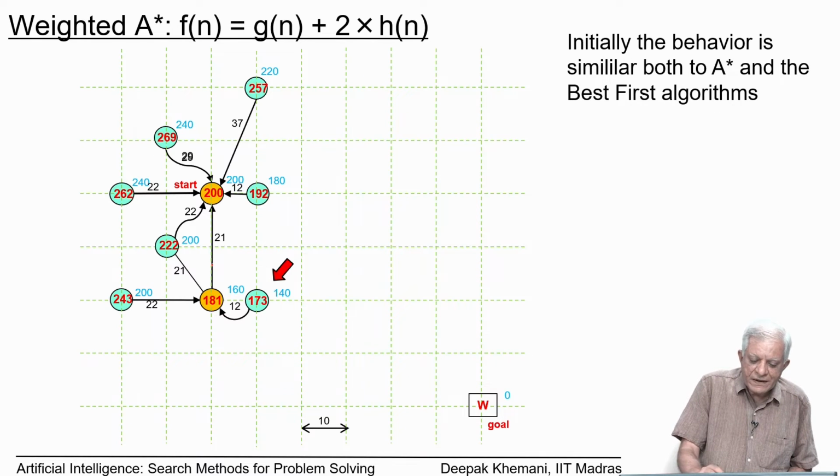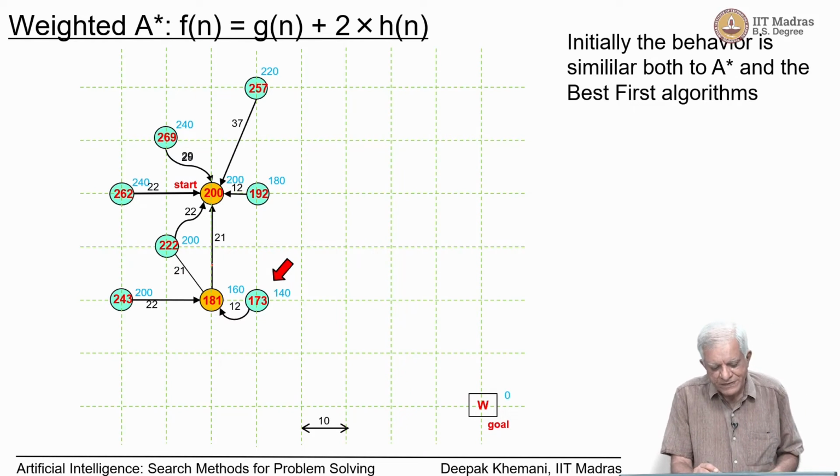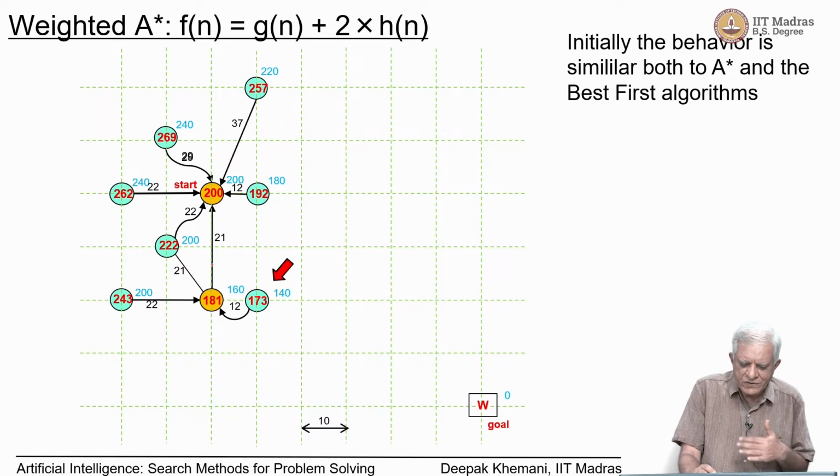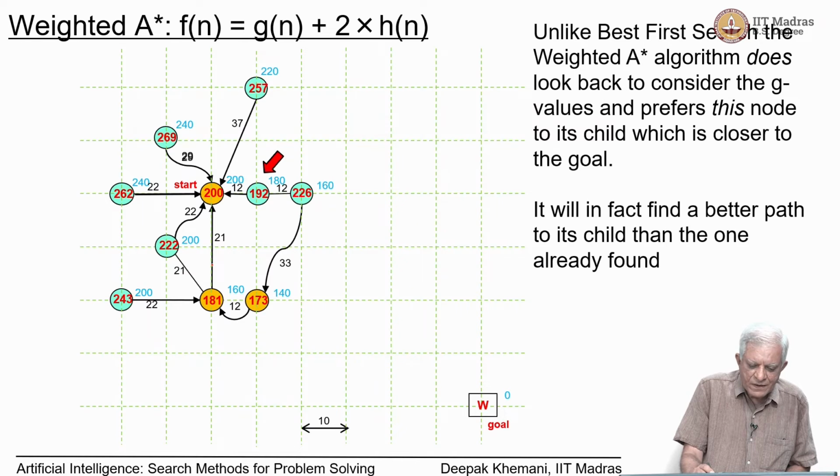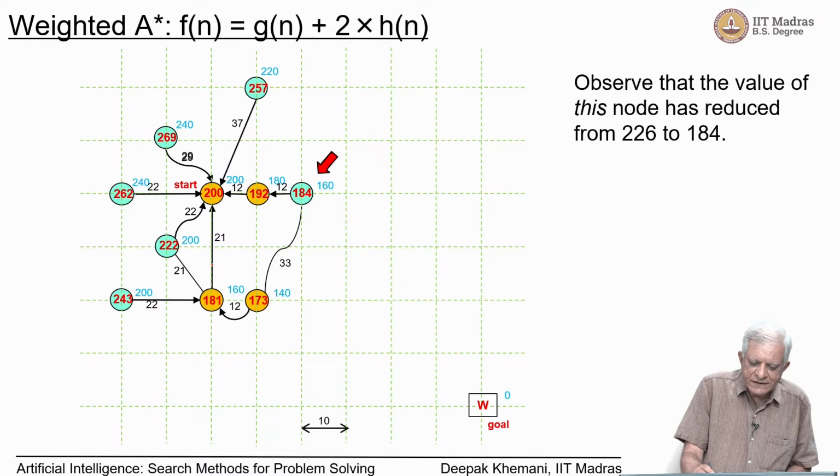So, this is how the algorithm proceeds. One thing you will notice in WA star is that the F values, as you go towards the goal, decrease more rapidly than for A star. In fact, for A star, F values actually increase, as we will see later. So, that is a third node, and then the fourth node.